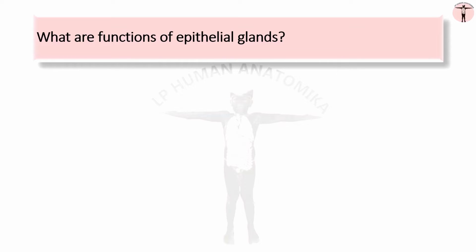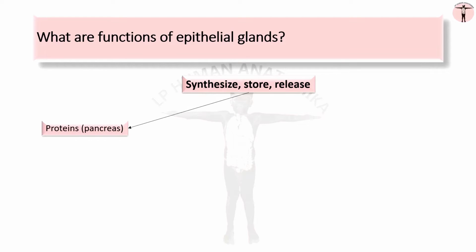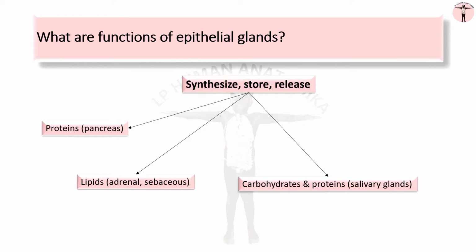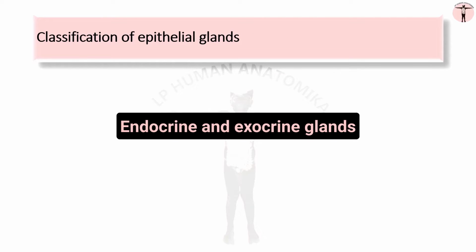What are the functions of epithelial glands? The secretory cells may synthesize, store, and release proteins, as in the pancreas, lipids, which is seen in the adrenal and sebaceous glands, or complexes of carbohydrates and proteins as in salivary glands, and epithelia of mammary glands secrete all three substances. Now let us see the classification of epithelial glands.